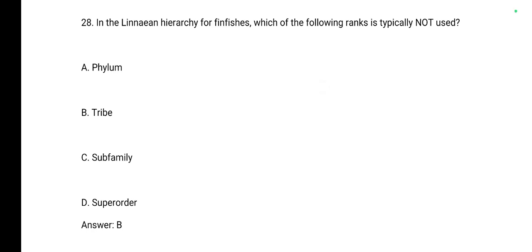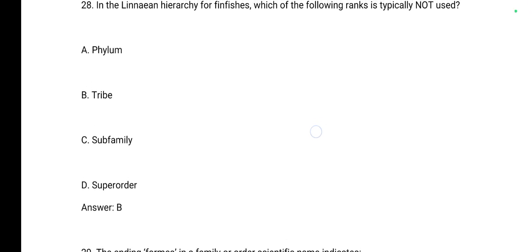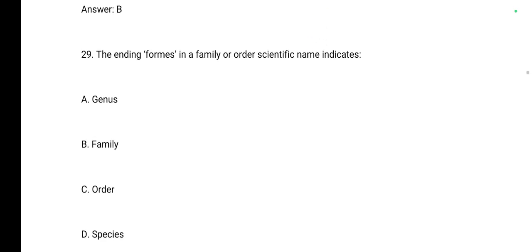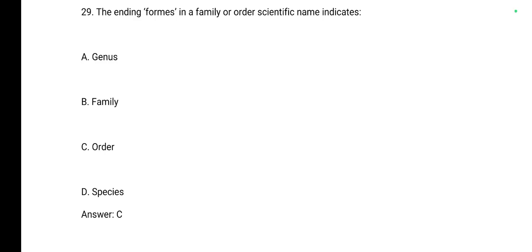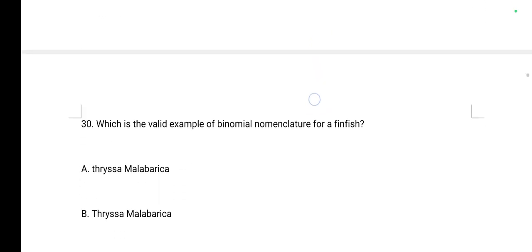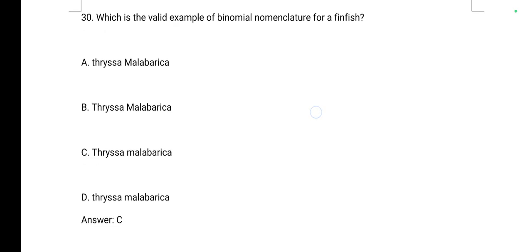In the linear hierarchy for finfishes, which of the following ranks is typically not used? So it is tribe. The ending -iformes in a family or order scientific name indicates order. Which is the valid example of binomial nomenclature for a finfish? So for the valid binomial nomenclature it is option C, Thryssa malabarica.